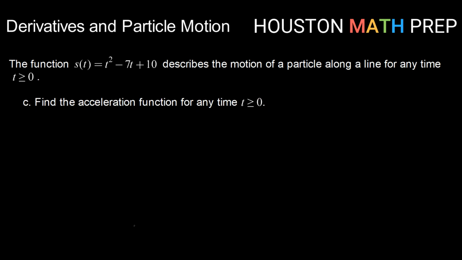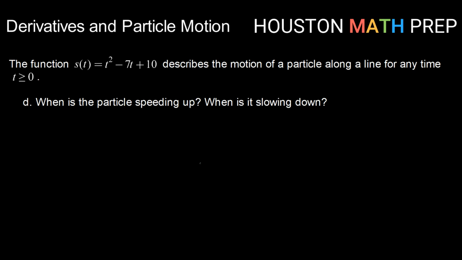All right, for this same question, let's find the acceleration function. So we already went from position, we took the derivative and got to velocity. If we take the derivative again, that will get us to acceleration. So just copying over here, we had 2t minus 7 was our velocity function. So our acceleration function will be the derivative of velocity, which will just be 2. Okay, cool. So our acceleration function is 2 for any time t greater than or equal to 0.